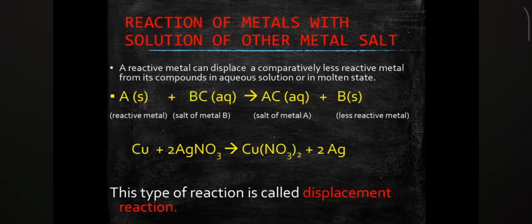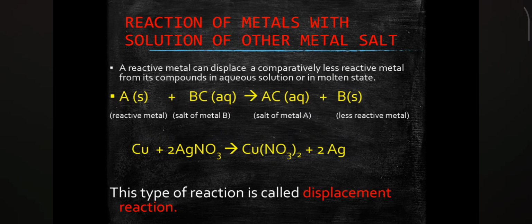So, the last chemical property of metals is reaction of metals with solution of other metal salt. A reactive metal can displace a comparatively less reactive metal from its compound in aqueous salt solution or in molten state. The general equation is A, which is a reactive metal, when it reacts with BC gives AC plus B.